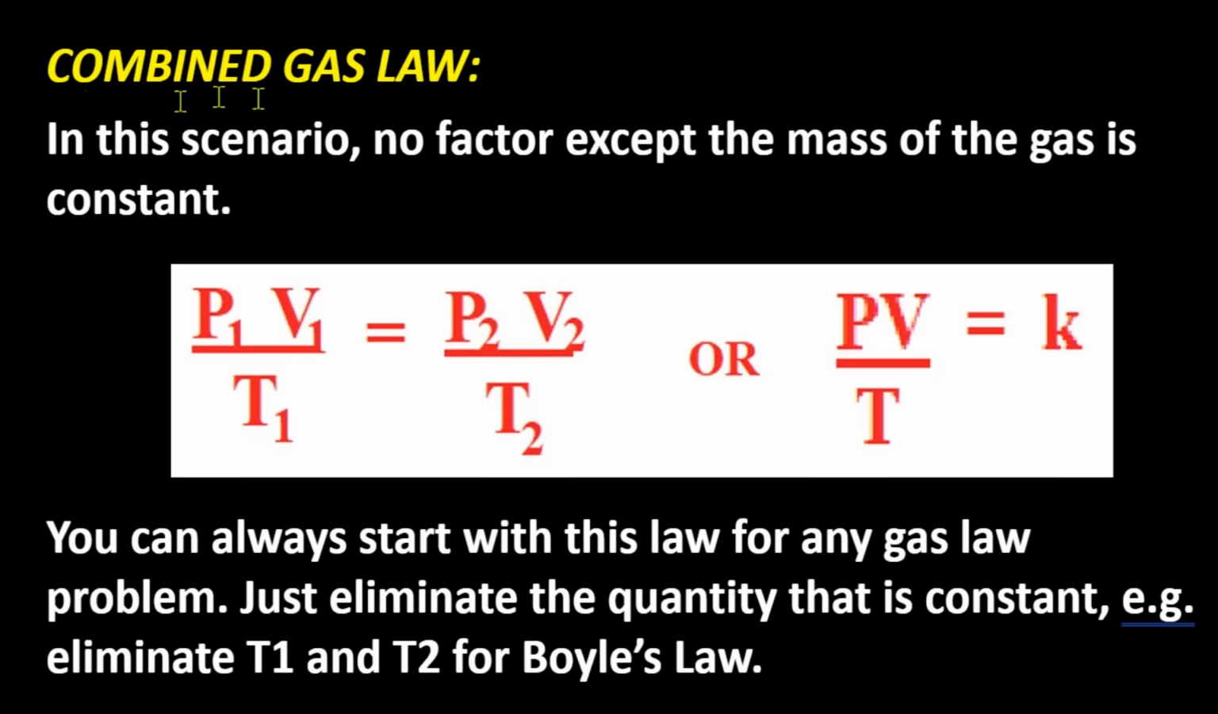Finally, here we have the combined gas law, but in this scenario, no factor except the mass of the gas will be constant. So the formula is basically going to be a combination of the three. P1 V1 over T1 is equal to P2 V2 over T2.